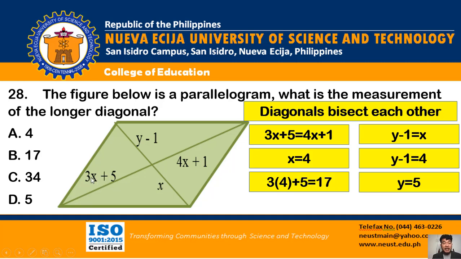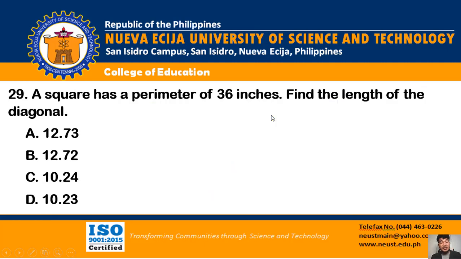So you will have 3 times 4 plus 5 is equal to 17, since we are looking for the measurement of the longer diagonal. So that means this segment measures 17 plus another 17. This is 34. Okay? So we multiply that by 2 to get 34, because these two segments are congruent. If this is 17, then this is also 17. So the answer is 34.